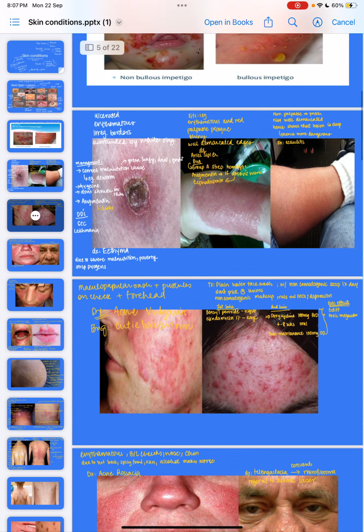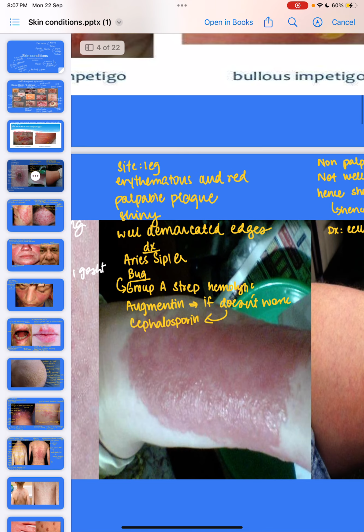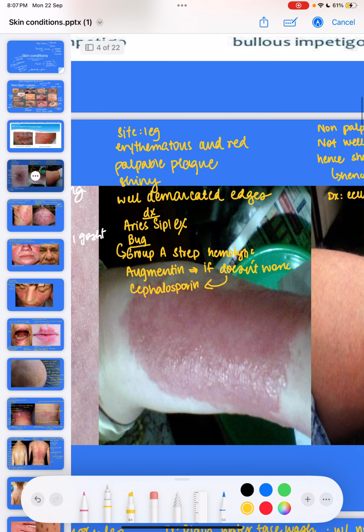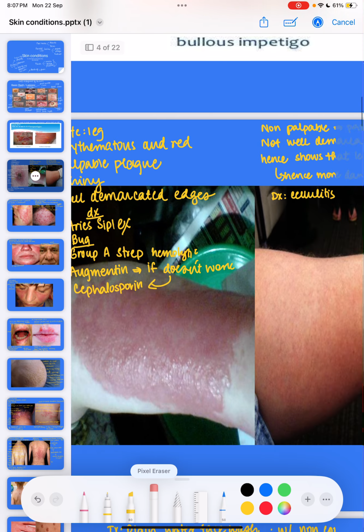So this is diagnosed as herpes simplex. Okay, so then the next thing is the bug, and the bug here is hemolytic group A strep that causes this, so the course is also augmentin, and if augmentin doesn't work then we move to cephalosporins.